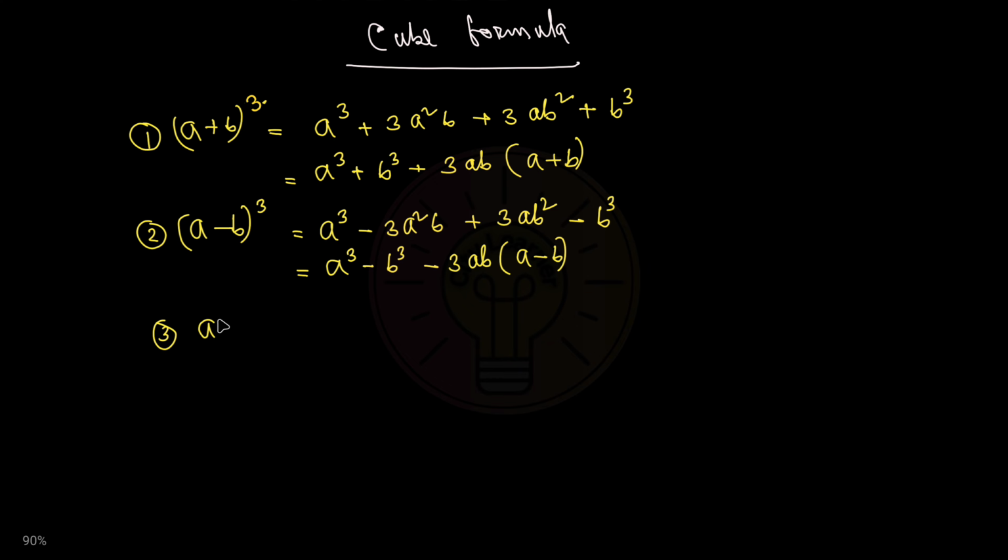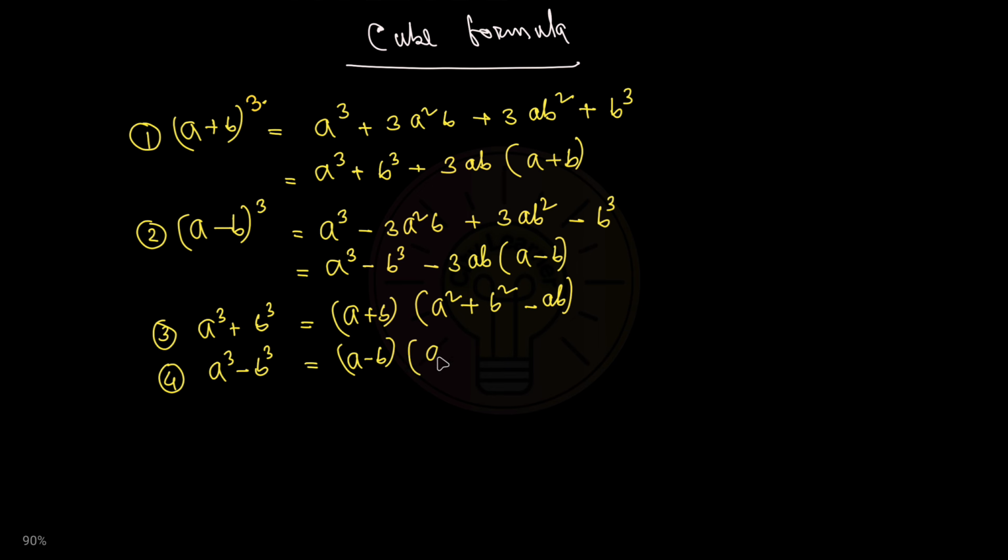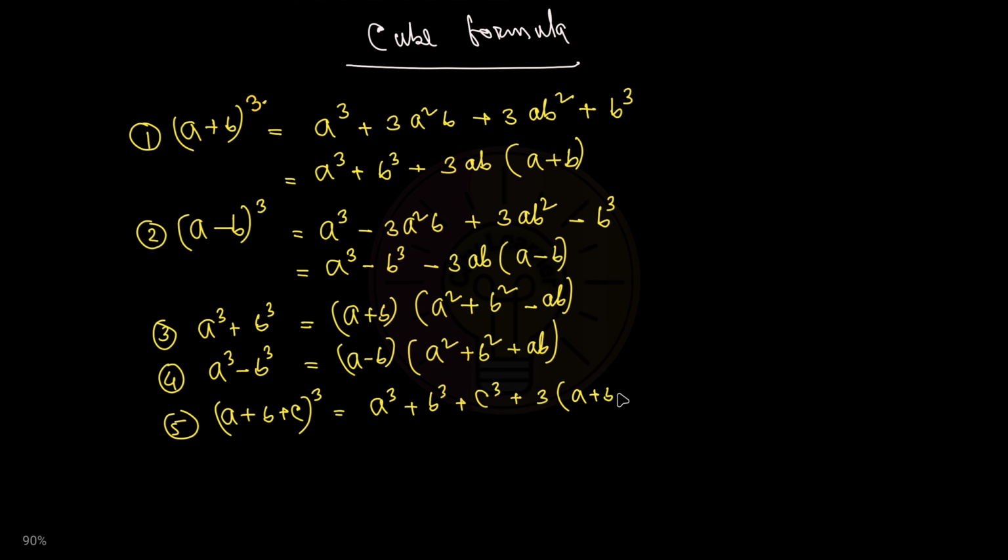a³ + b³ = (a + b)(a² + b² − ab). Next, a³ − b³ = (a − b)(a² + b² + ab). Now coming to (a + b + c)³ = a³ + b³ + c³ + 3(a + b)(b + c)(c + a).